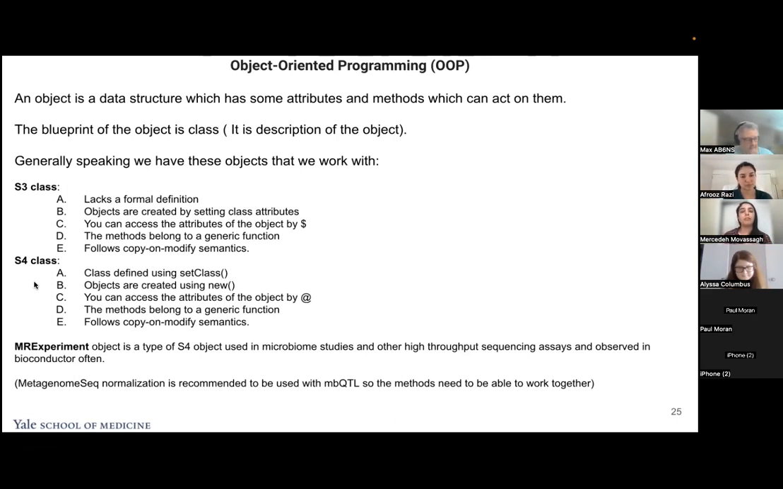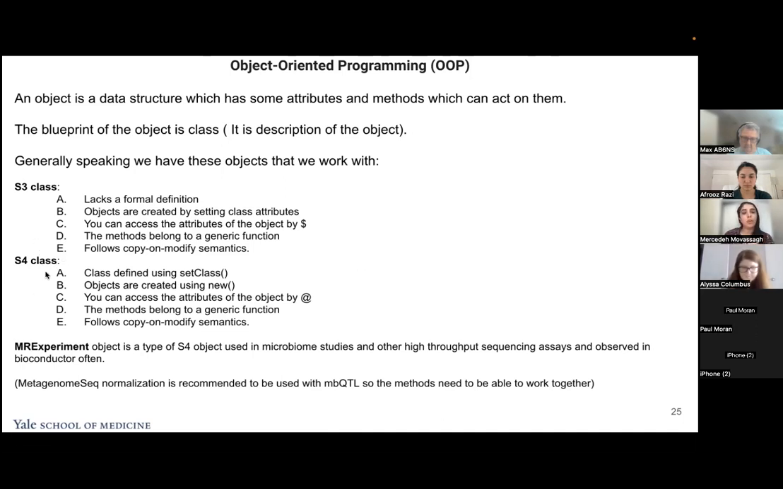S3 objects don't have a formal definition. These objects are created by setting class attributes, and you can get each of these attributes by using the $ sign when you're coding. The methods belong to base generic functions, and they follow a copy-on-modify semantic. What that means is basically you can put an object in a function and it doesn't change that object. It just creates a copy of it. That really helps with performing statistics or whatever in that function, and it doesn't change the actual object. It just creates something else, an additional fold to it.